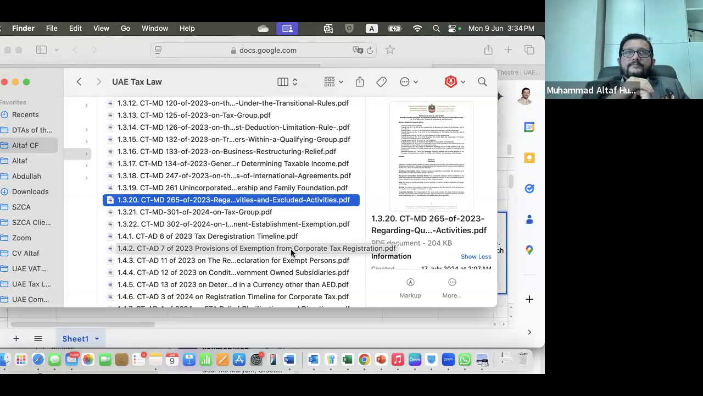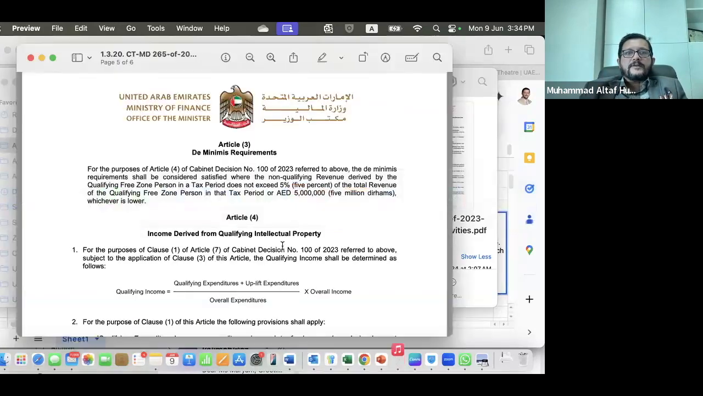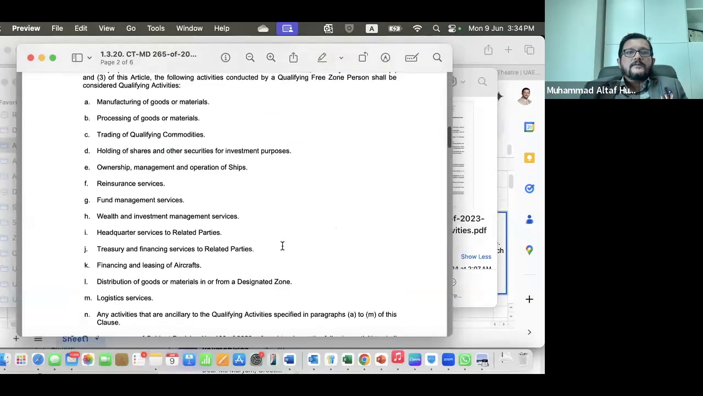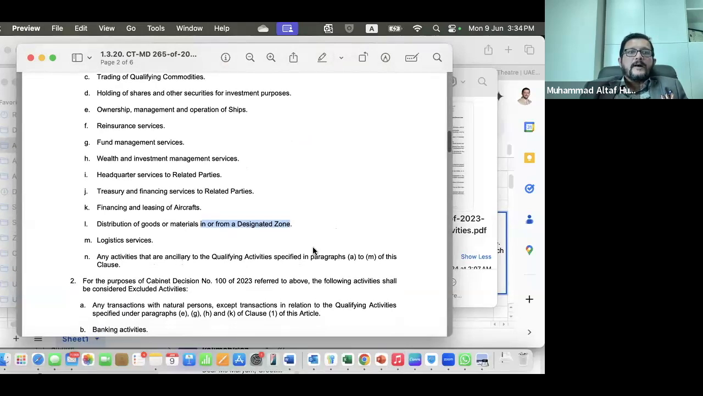Yes, in the Ministerial Decision, they have specified in the case of distribution business. For example, what were those conditions? The key condition, if you look at it, is materials in or from a designated zone. That was the biggest condition. So if it is not in a designated zone, then it will not be qualifying income in the case of distribution.